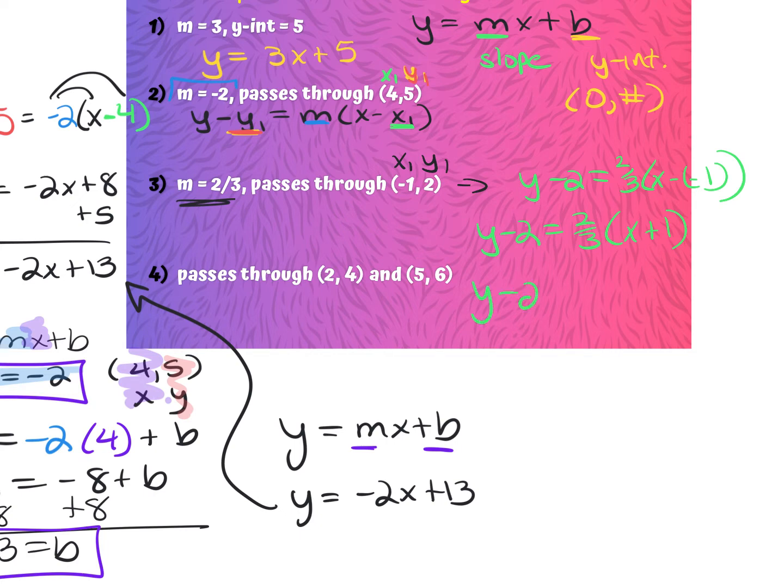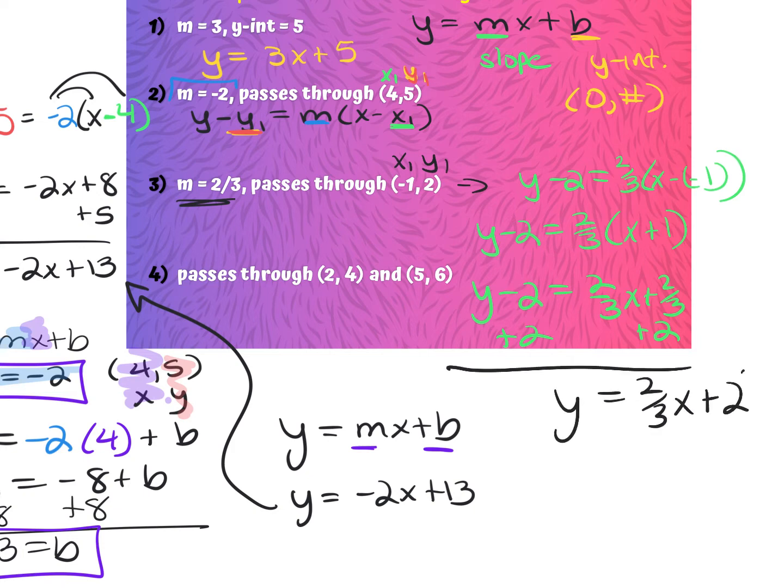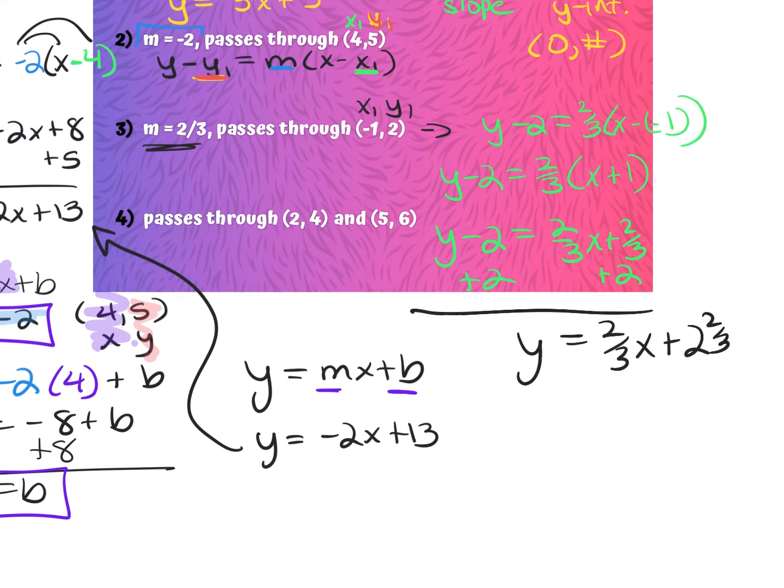So y minus 2 equals 2/3 x plus 2/3. I now need to add the 2 to both sides. And then when I add this, since both are positive, I could just put my answer as 2 and 2/3. 2/3 plus 2 is just 2 and 2/3. Now, you could have also done it as an improper fraction, 2/3 x plus 8/3.